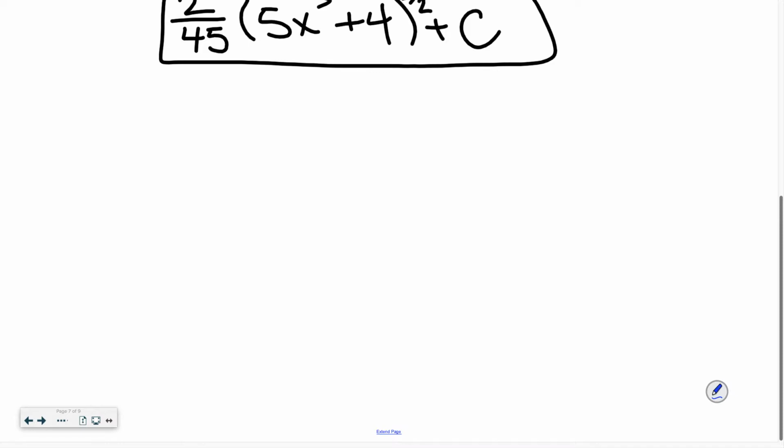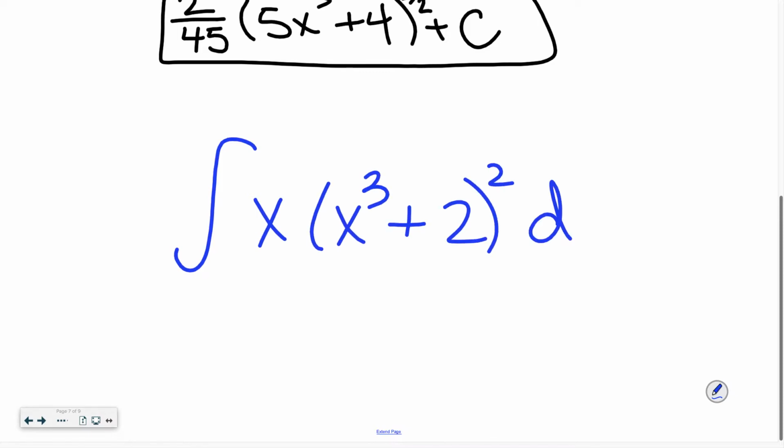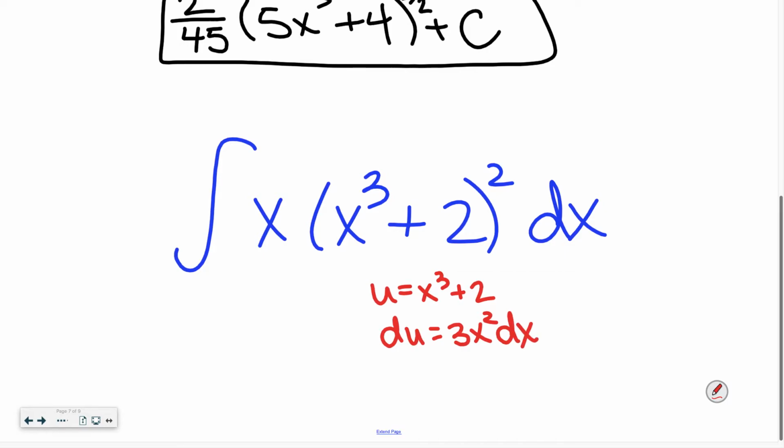What about this one? Would u substitution work here? Yeah. Wait. There's an x. There is an x. So it's not have to multiply by 100. Must be x squared. I can't finagle an x out of thin air. We can rearrange coefficients, but this is an x and we need x squared dx. We have x dx. So this one would not work.